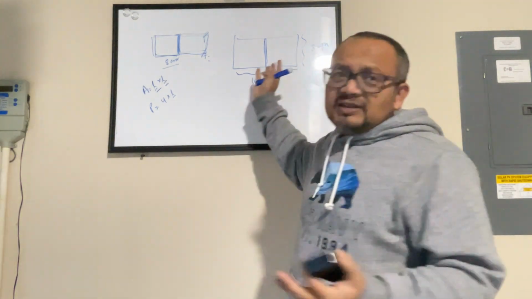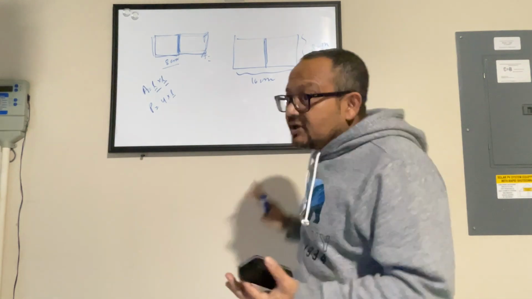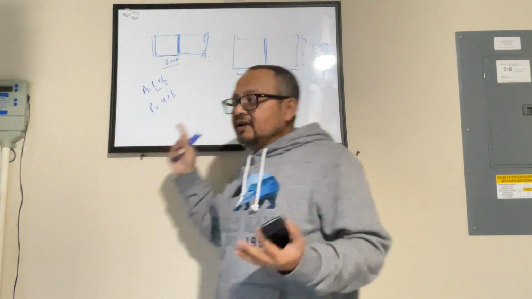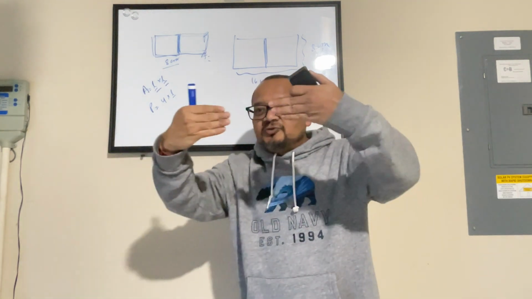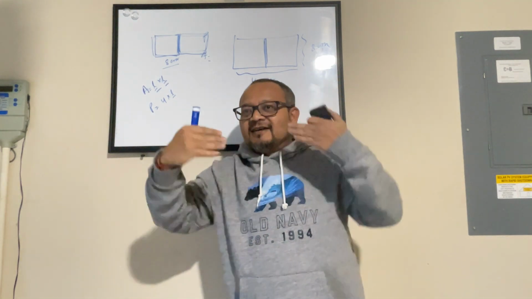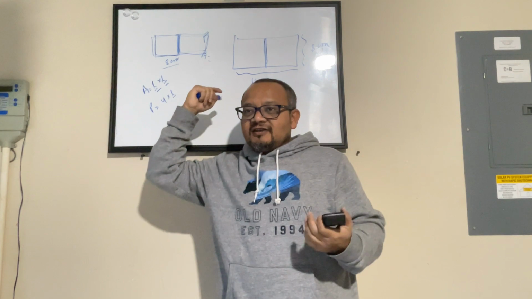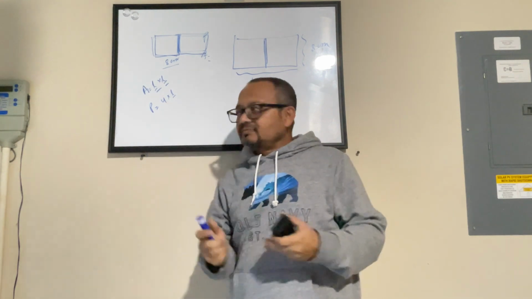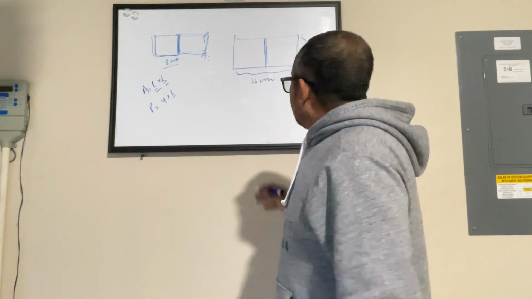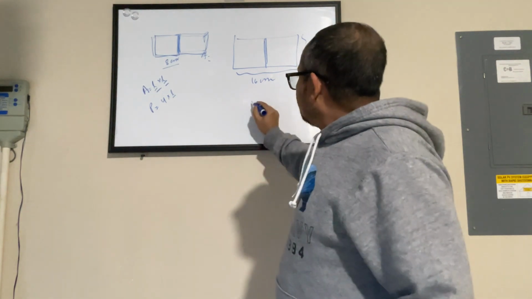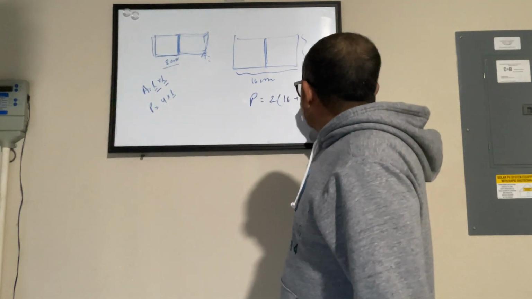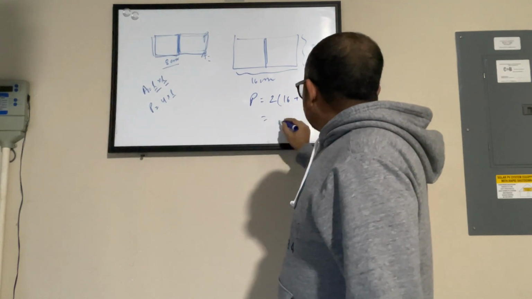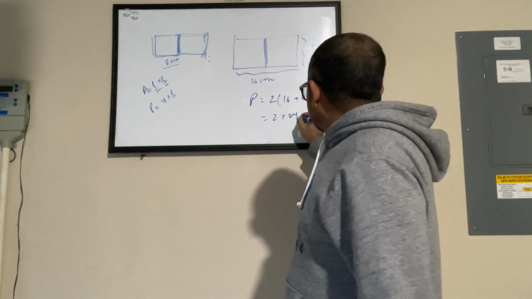Once you visualize this new shape, this is your composite shape, same thing that you guys are learning, right? You join two squares to make it a rectangle, and this is your composite shape. Now you know the formula for the perimeter: 2 times length plus width. Length is 16, width is 8. 2 times 16 plus 8, 2 into 24 is 48.